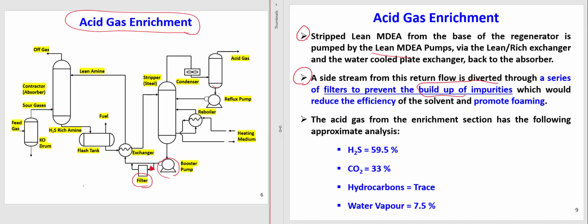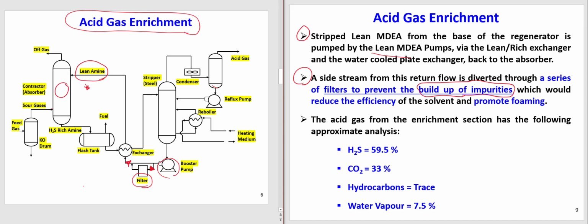It can be any kind of impurities, some solid particles, some solid impurities. We remove them to make sure that we have a low amount of impurities in the lean amine that is going to the absorber. If we have a high amount of impurities like solid particulates, it can significantly decrease the absorption process here, and it can also promote foaming. That foaming will be a big issue for us.